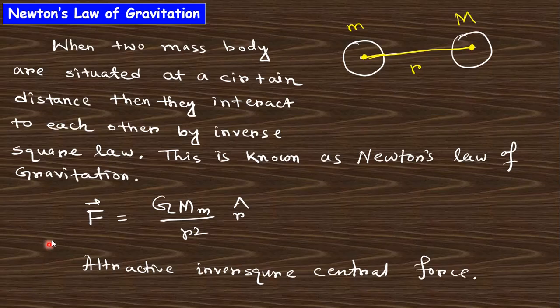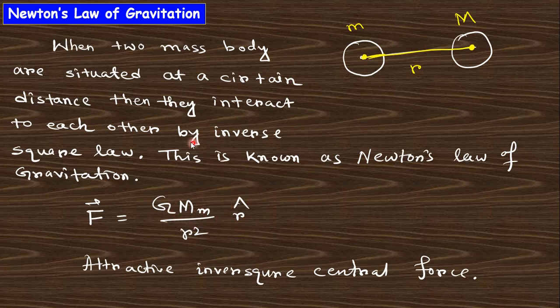Okay, so let's start. Newton's law of gravitation, you know very well. If there are two masses, small m and capital M, situated at a distance r, then they feel an attractive force which is GMm by r square r cap. This is along a radial direction, so this will be attractive, number one. Number two, it follows the inverse square law, and this will be a central force because this is f of r times r cap, right?